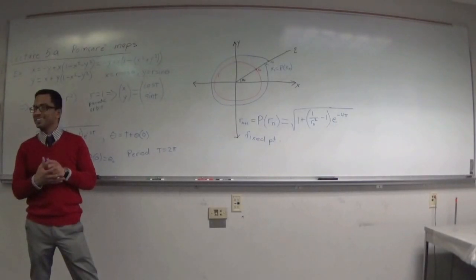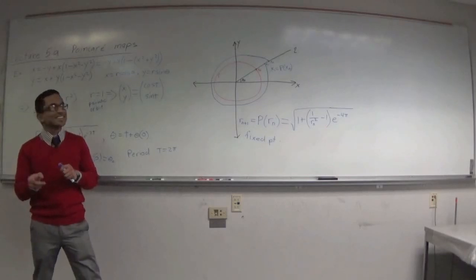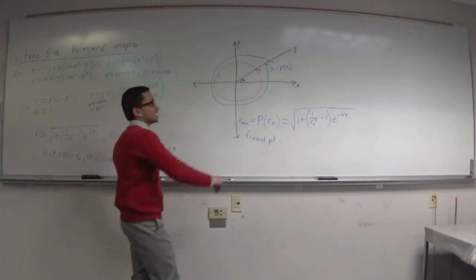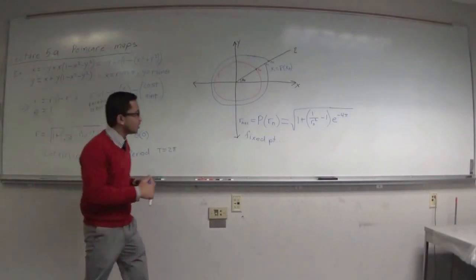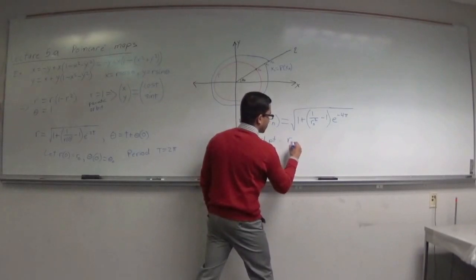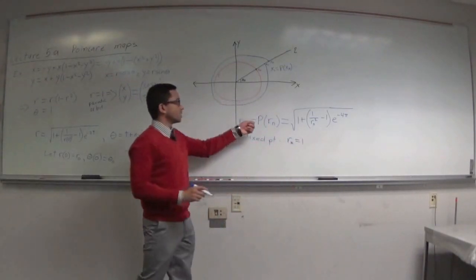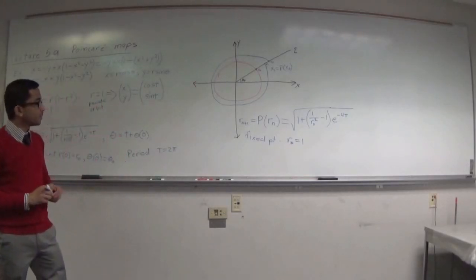Or is equal to 1. Sorry, yes. So I was thinking just x star, but yes, it is r equals 1. So here, our fixed point is going to be r star equals 1. So the fixed point for this map is r star equals 1. So that's our fixed point.